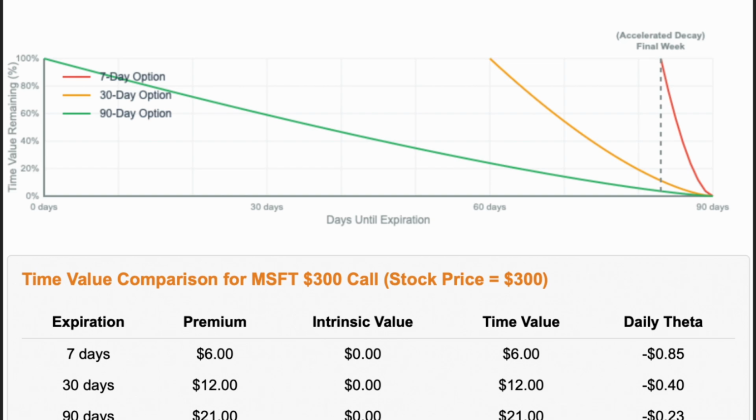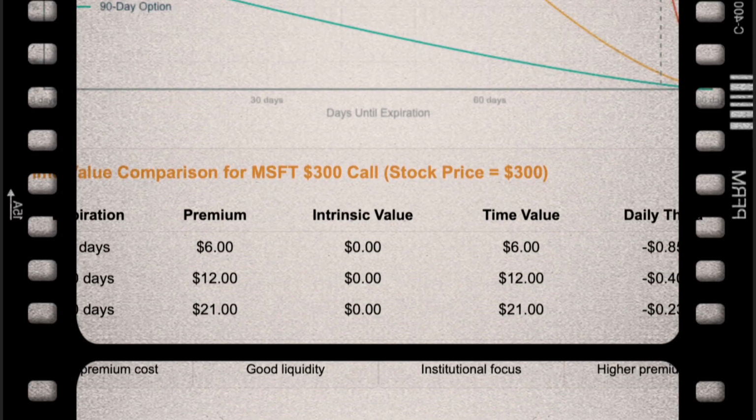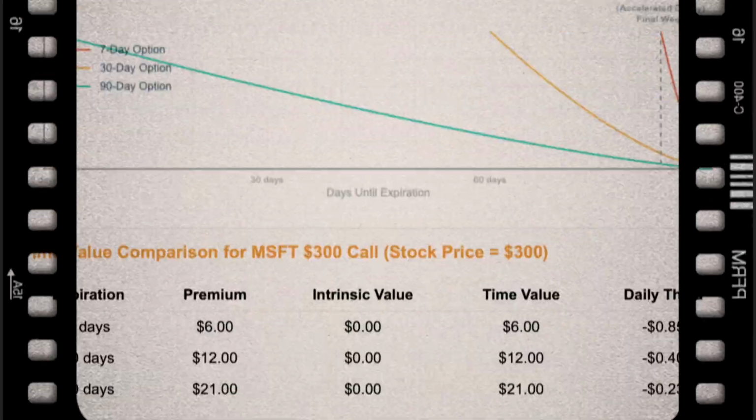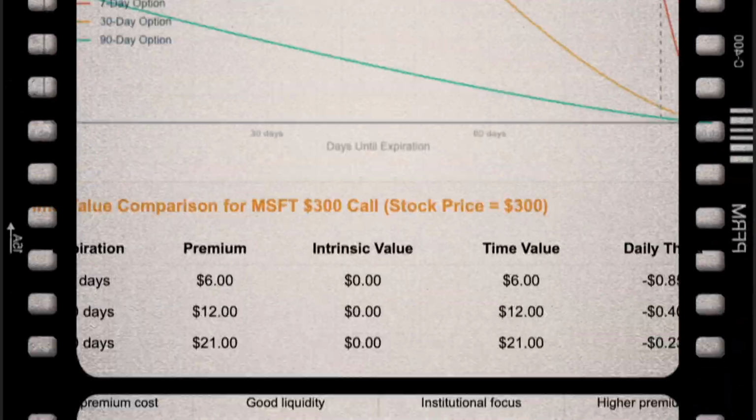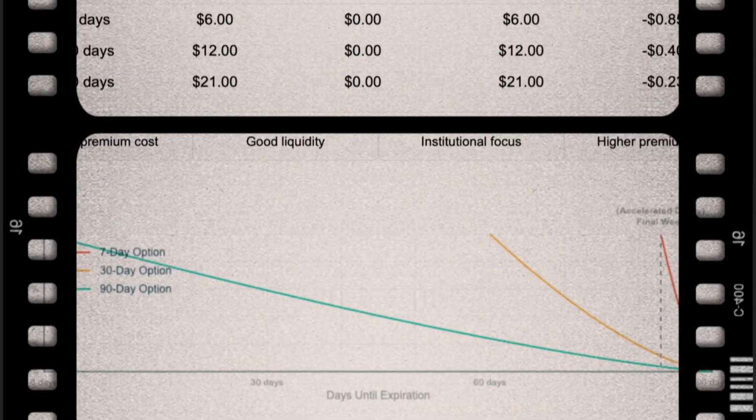For hedging, match the expiration to how long you need protection, and always factor in the cost. Longer expirations cost more but provide more time for your strategy to work. In our next segment, we'll explore the options chain, the organized display of all available options for a particular security. We'll learn how to read it and extract valuable information that can help guide our trading decisions.